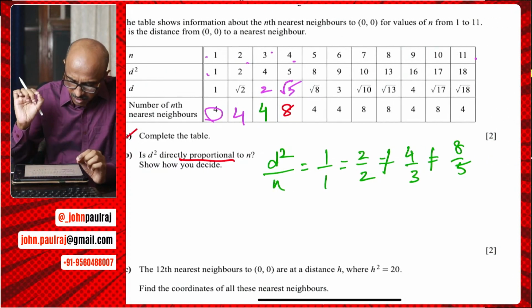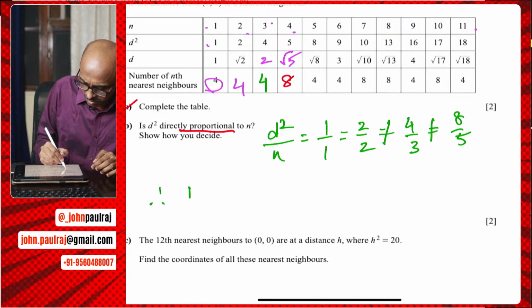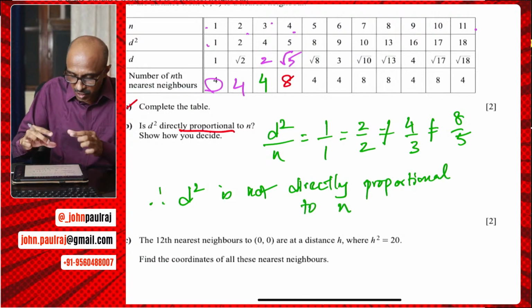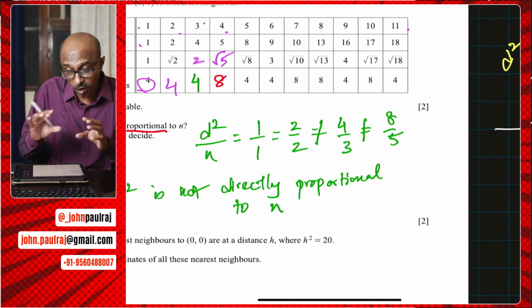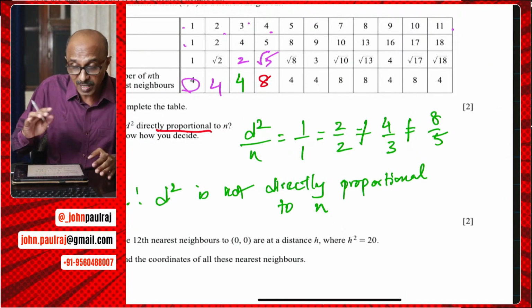D square is not directly, so I'm just going to say therefore d square is not directly proportional to n, because if it had been, then the ratio of those corresponding terms, all the terms, not just for the first two values, throughout it should be the same.